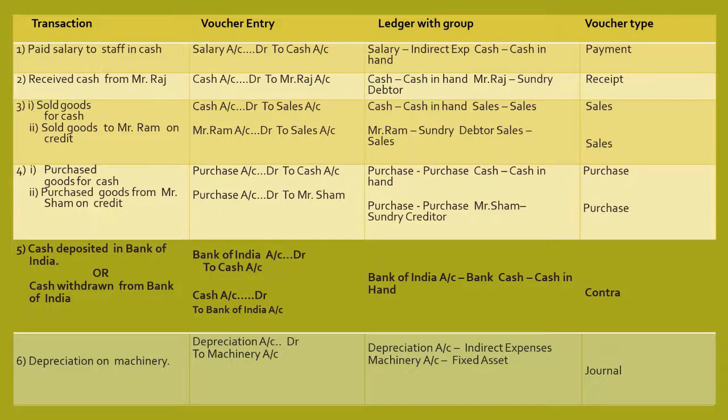Second one is received cash from Mr. Raj. So here we require the cash account and Mr. Raj account. So here, as the word received is used, so we will select the voucher type as receipt.